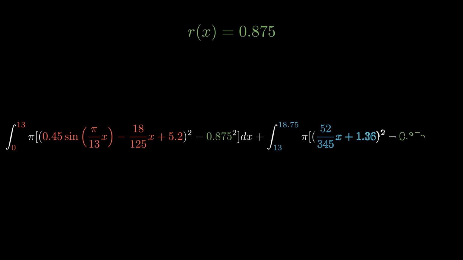Now, for the moment of truth. By measuring the diameter of the bouquet and dividing by 2, we get that the radius is 0.875 centimeters, meaning that r of x equals 0.875. Plugging this into our equation for the washer method and using our calculator gives us the final volume of approximately 1,069 cubic centimeters.